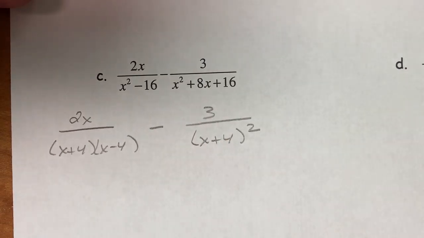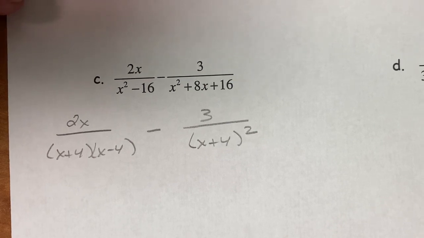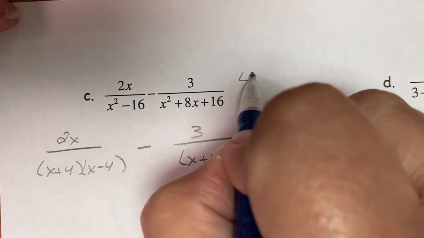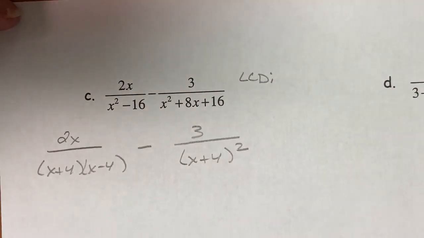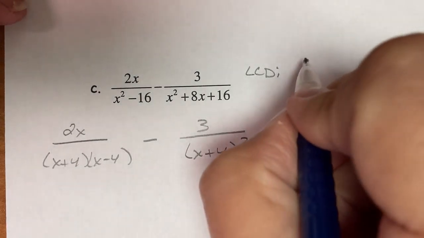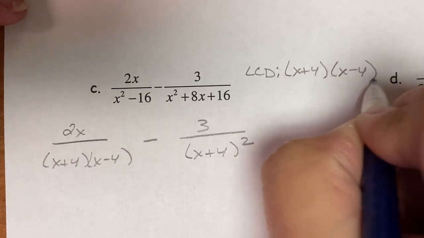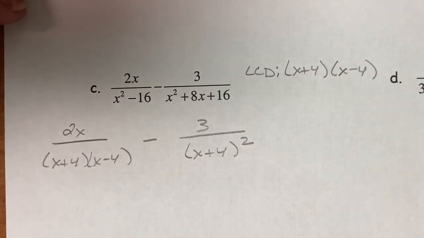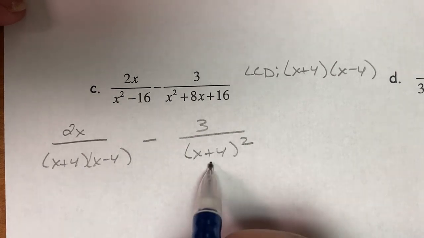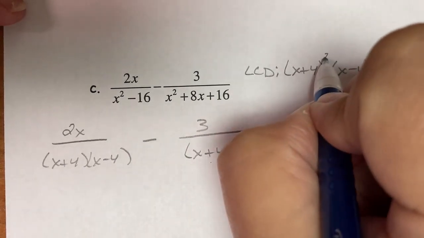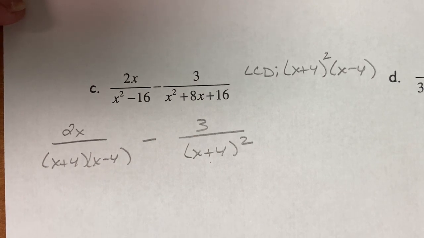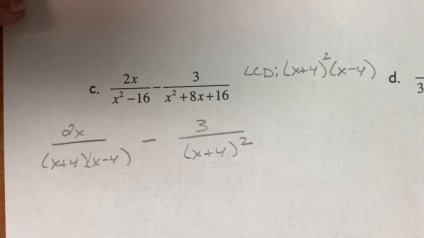Don't leave it as x plus 4 times x plus 4. Write it as a perfect square. Because now when I find my lowest common denominator, think of how we do this. So it needs an x plus 4. It needs an x minus 4. And then remember, you take the highest exponent that appears on any one. Bam, my x plus 4 needs an exponent of 2. That is my lowest common denominator. You may not see that if you left it as x plus 4 times x plus 4.